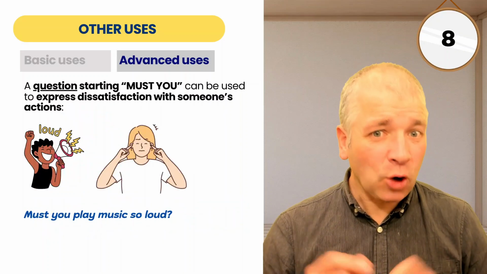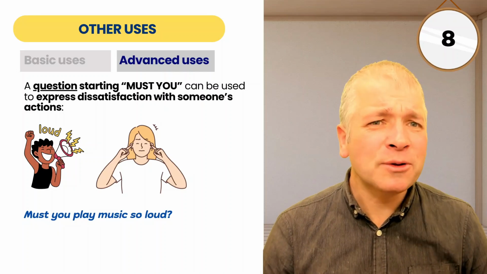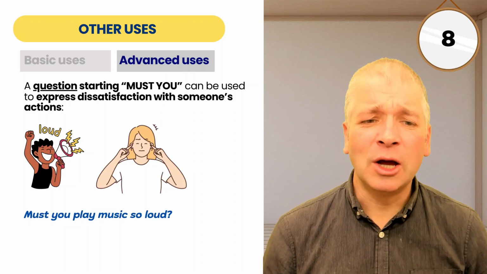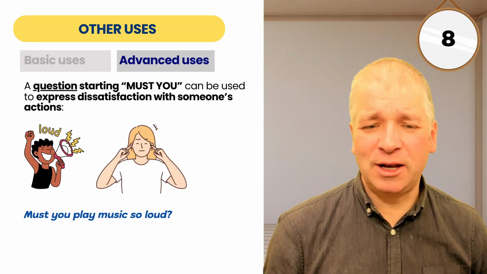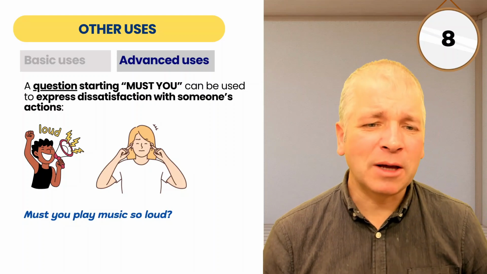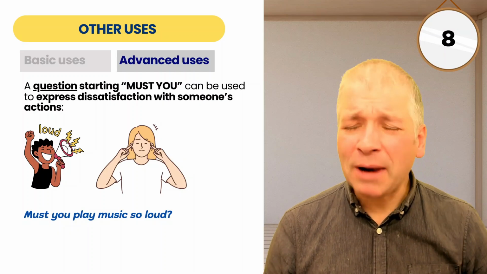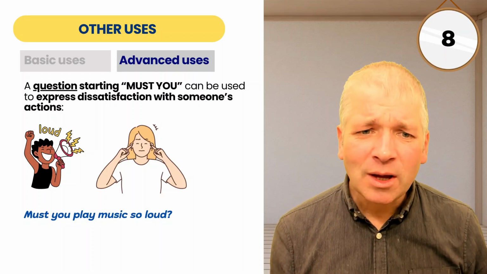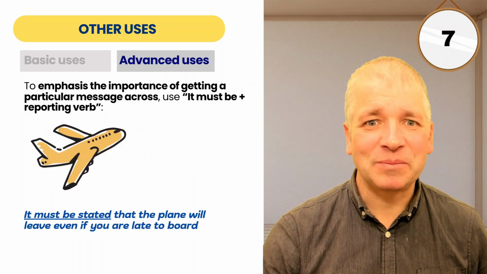You can start a question with must you for this reason. It can be used to express dissatisfaction with someone's actions. Look at the lady with the fingers in her ears. She's not happy because someone is playing loud music. And she says to them, must you play music so loud? So this expresses dissatisfaction with their actions.